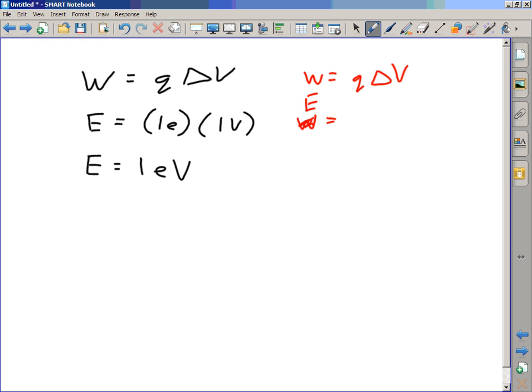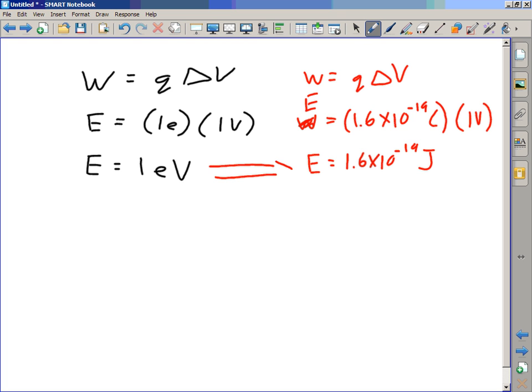Let's put that back over to energy. The energy gained by an electron, that's 1.6 times 10 to the negative 19 coulombs, right, is the charge of an electron, times 1 volt. That would give me an energy of 1.6 times 10 to the negative 19 joules. Those two are equal to each other.